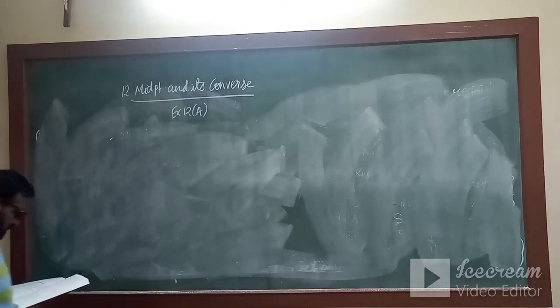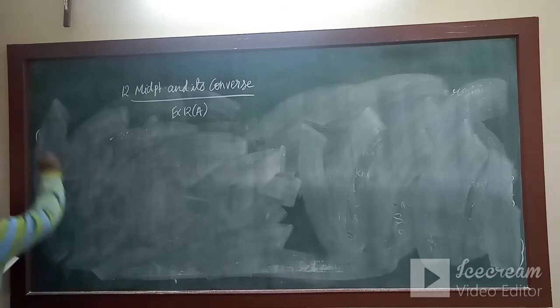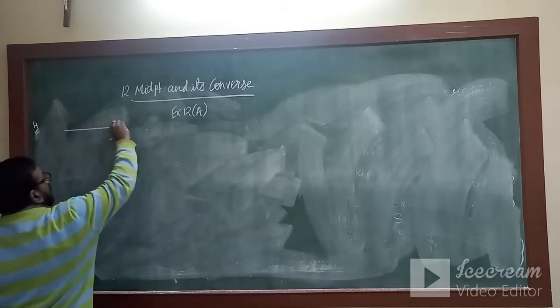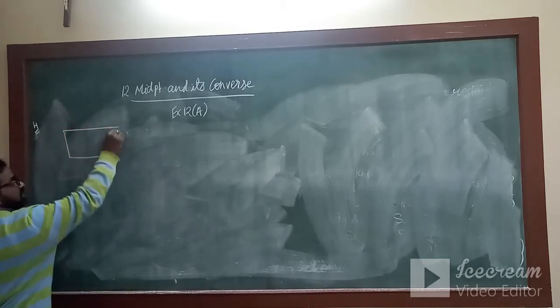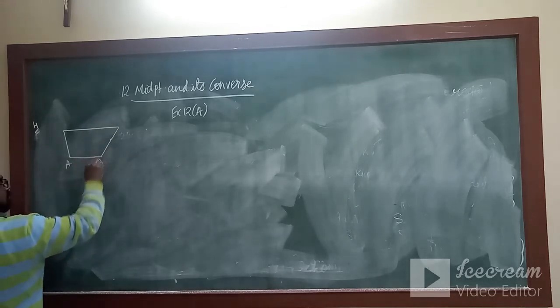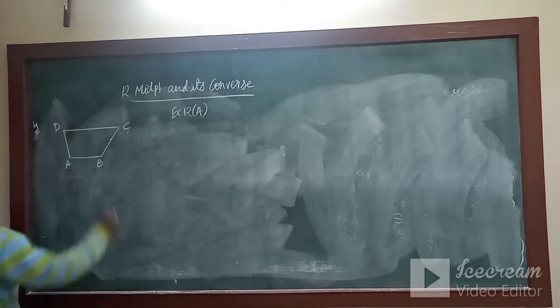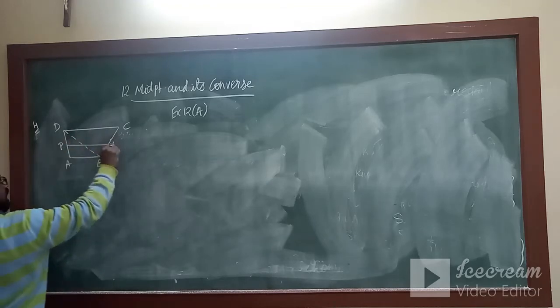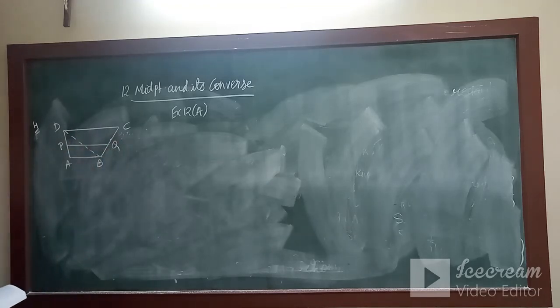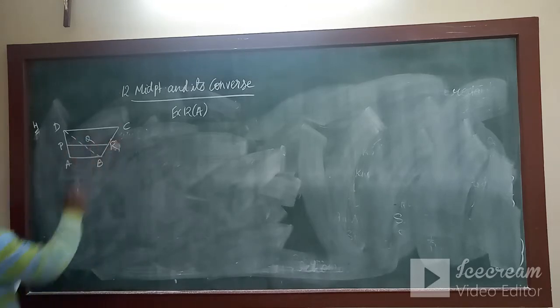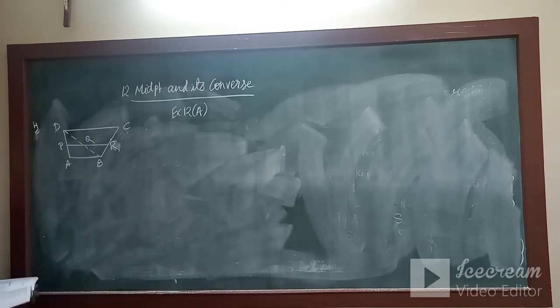Next, let's see question number 4. So now again a different type of geometry is given, a trapezium is given. So we know that in case of the trapezium, one pair of opposite sides is parallel to each other. This is P and this is Q. Sorry, this is Q and this is R. So we have to prove that PR equal to half of AB and CD.